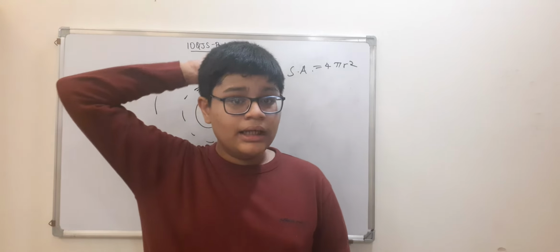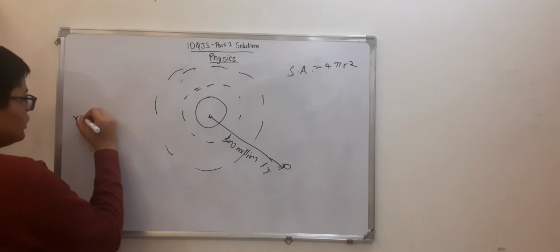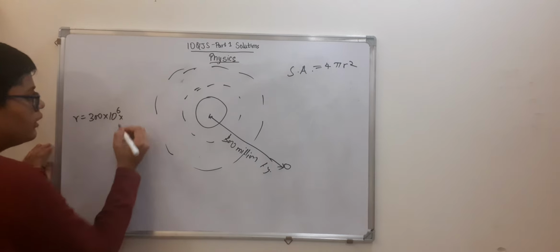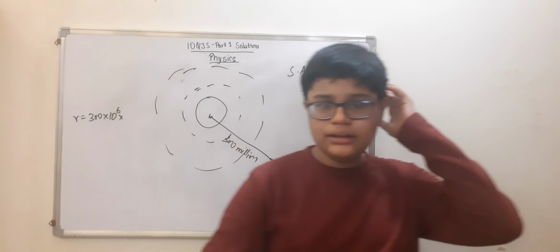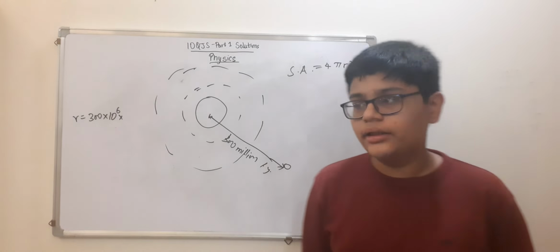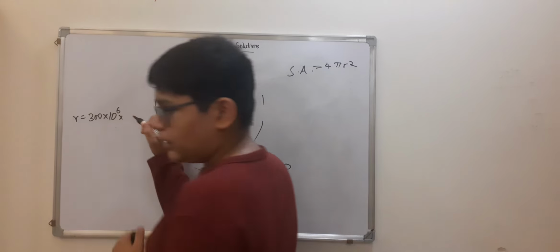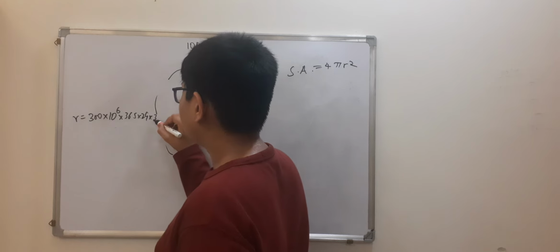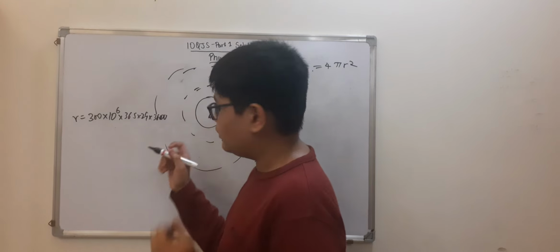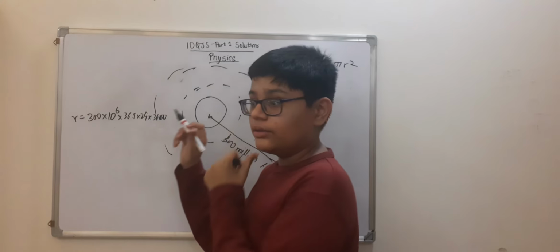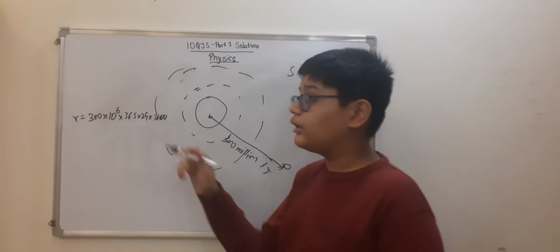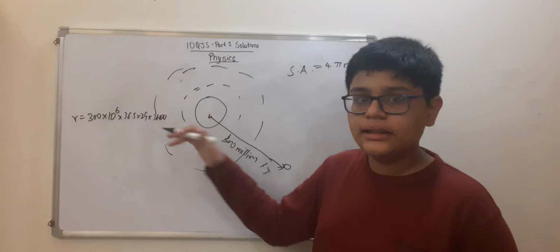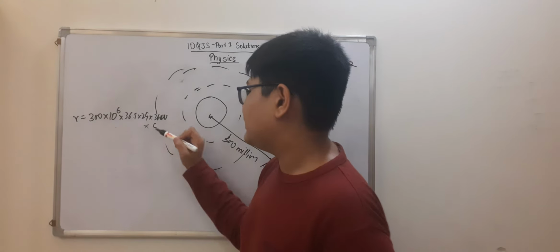Right, r is equal to 300, and 1 million is 10 to the power 6, right? And what is 1 light year? 1 light year is basically the distance traveled by light in a year. So that will be into 365 into 24 into 3600, that is the number of seconds in a year, right? Because 365 days, 24 hours per day, and 3600 is the number of seconds in 1 hour, right? And you multiply this by c.